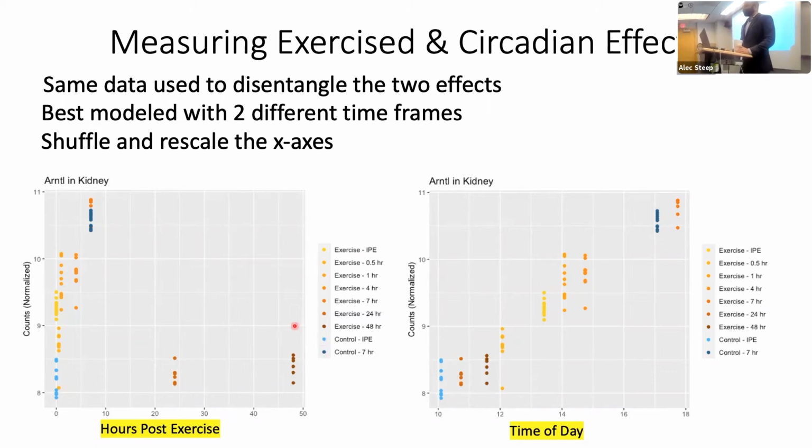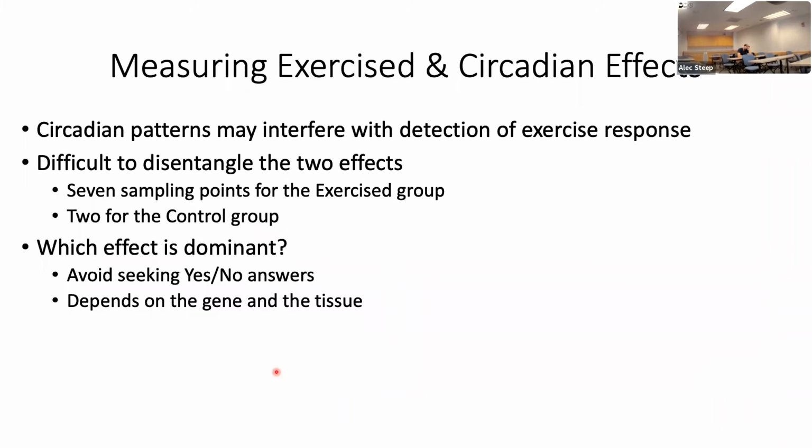That may be for the control groups, but what's really troubling is to look at exercise group 7. We see that right here. Is the expression from exercise group 7 also influenced by when it was collected in the time of day, or does it truly respond to the acute exercise bout? So in measuring these two effects, we're suspicious. We think circadian patterns may interfere with our detection of the exercise response. We know it's going to be difficult to disentangle these two effects.